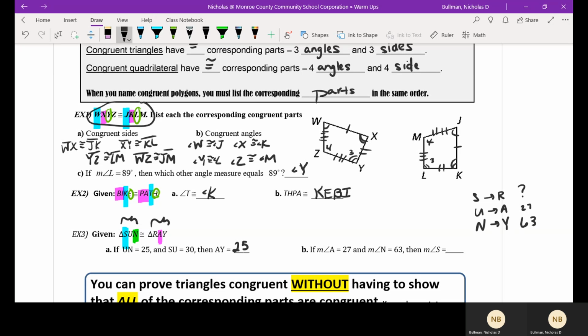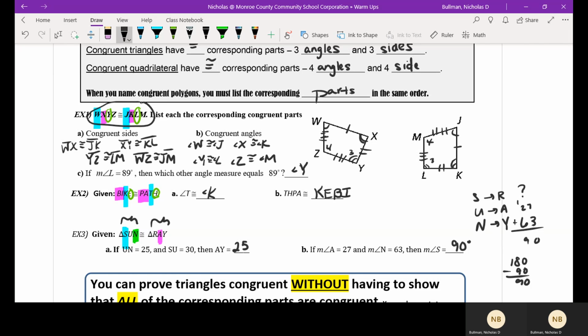Well, remember, we know that the triangle adds up to 180 degrees. So if I have 2 out of the 3, I can easily piece this together. 27 plus 63 is going to give me 90 degrees. And if I subtract that from 180, I know what's left over has to be my angle S and R. So that's going to give me 90 degrees. Okay, remember your old stuff that triangles add up to 180 degrees.